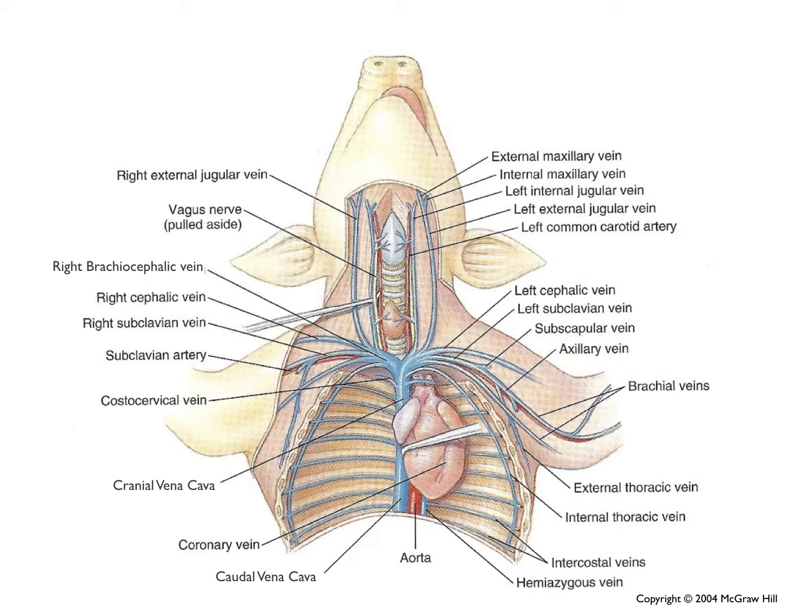Each brachiocephalic vein empties into a common trunk, the cranial vena cava, which delivers deoxygenated blood to the right atrium of the heart. Also visible in the thoracic cavity is the caudal vena cava, which transports deoxygenated blood from the lower extremities back to the heart.